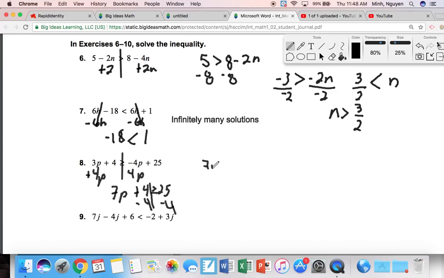7p is greater than or equal to 21. Divide both sides by 7. I'm not going to write it out just to save some time. p is greater than or equal to 3. Well, I guess you could just speed up the video if you want to save time. Okay.